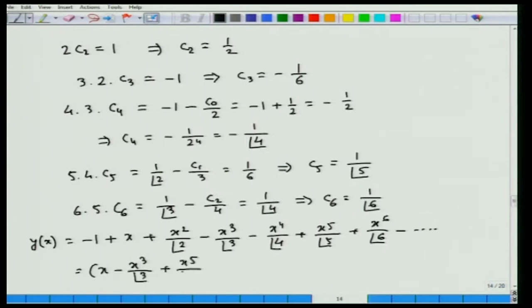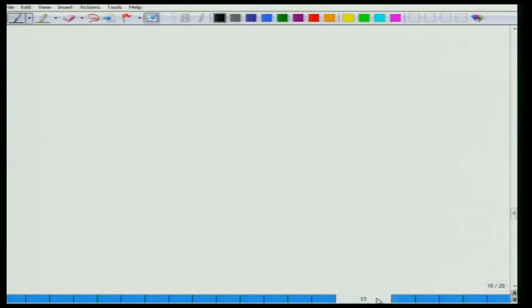plus x to the power 5 by factorial 5 minus dot dot, and then minus 1 minus x square by factorial 2 plus x to the power 4 by factorial 4 minus x to the power 6 by factorial 6 plus dot dot up to infinity. So, then you can see the first one is the Taylor series expansion for sin x, and the second one is the Taylor series expansion for cos x, and hence the given problem has the solution y(x) equal to sin x minus cos x.